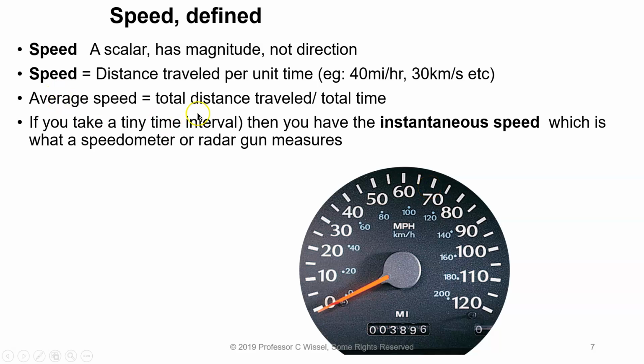The average speed is the total distance traveled divided by the total time. Now, if you take a very tiny time interval, then you have the instantaneous speed. This is what the speedometer or a cop's radar gun measures. So the speedometer measures speed, and it measures instantaneous speed.